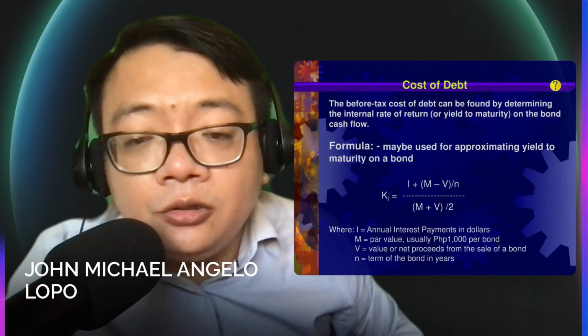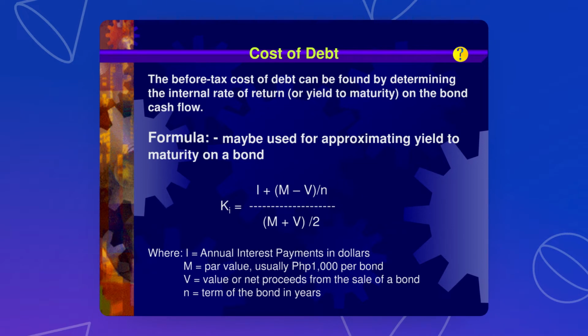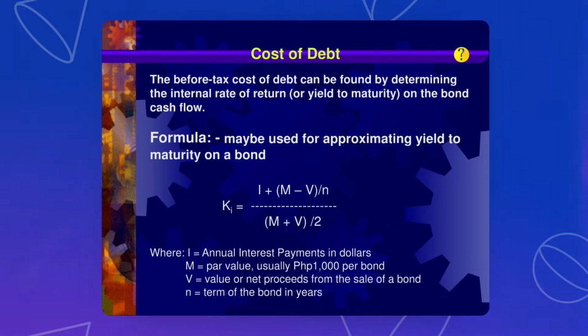That's why, class, please take note of the formula. What is the formula for the KI? It is I plus M minus V divided by N, divided by M plus V divided by 2. Sir, what does I mean? I is for the interest. M here is the par value, and usually it is 1,000 per bond. V is the value or the net proceeds from the sale of the bond, and N is the term of the bonds in years. Please take note of this when you talk about cost of debt.